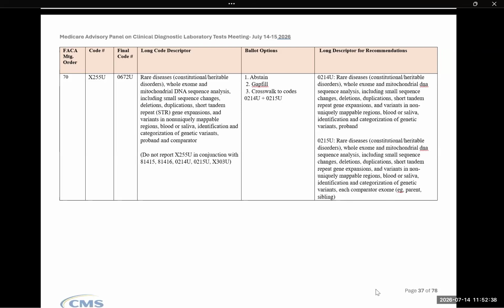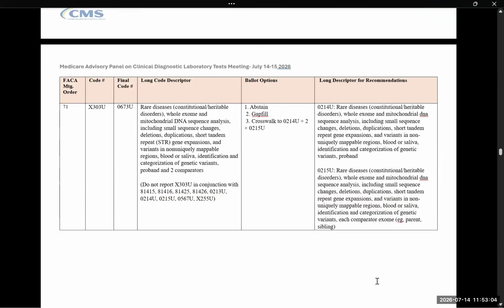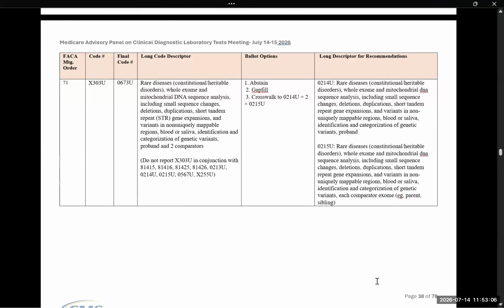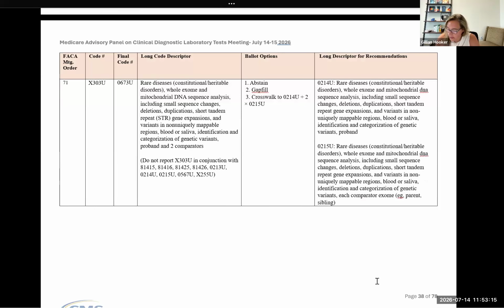Thank you, Jillian. All right, does anybody on the panel or CMS have any questions about this code? All right, if not, panelists, please cast your votes. Thank you. All right, next up we have X303U with a final code number of 0673 or 4. Oh yeah, there was a typo. It is 0673 in this case.